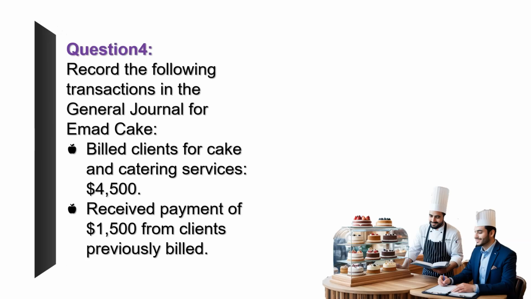Let's begin by reviewing the first event presented in question 4. Emad Cake has provided cake and catering services to its clients and issued invoices totaling $4,500. The second event indicates that Emad Cake has collected $1,500 in payments from clients who had previously been billed. So what does this mean in accounting terms?